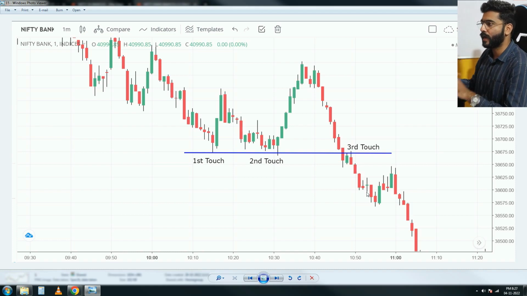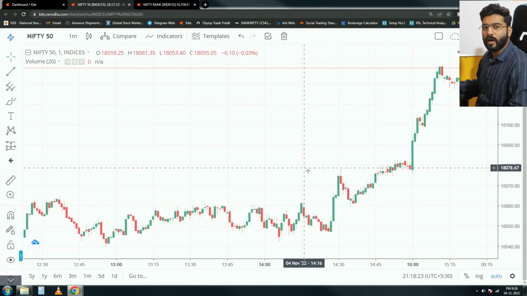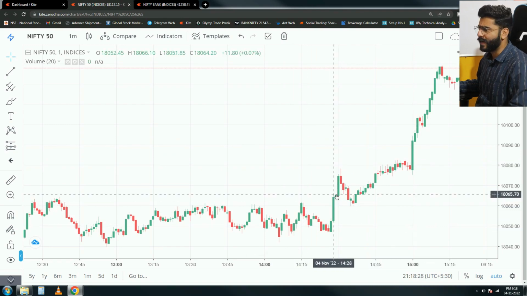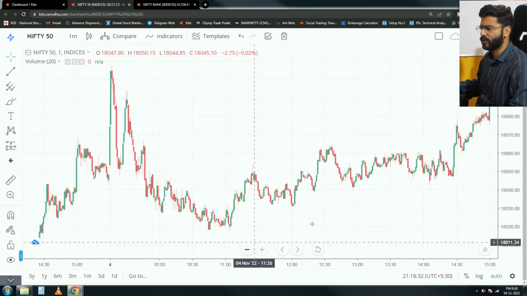So this is, I think I tried to explain how this setup actually forms and how we're going to take the trade. Also now let us see a few of the live examples on the chart. We'll take an example of today itself, the Nifty trade which I took, and also I'll show you on the Bank Nifty as well, don't worry.